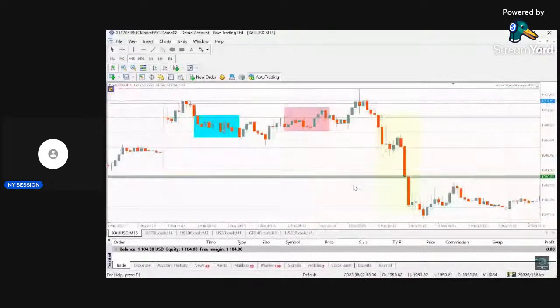All right, so the news event was this bearish candle at 8:30, I believe, yes.